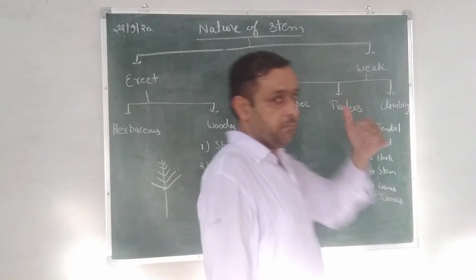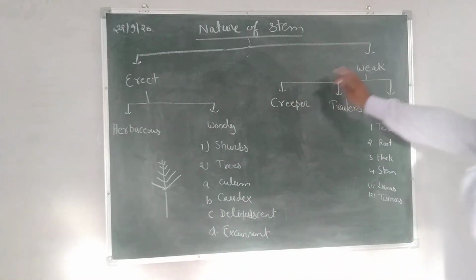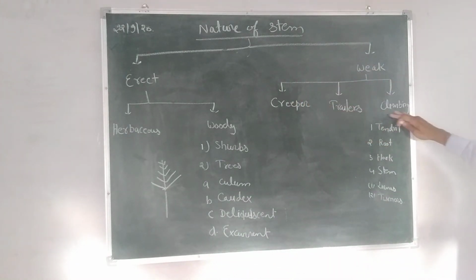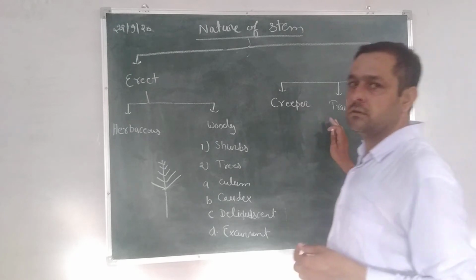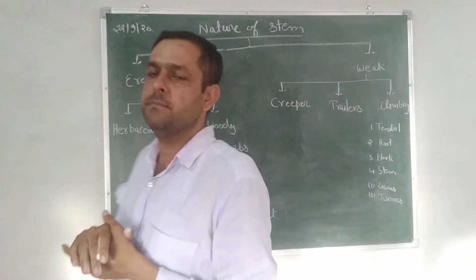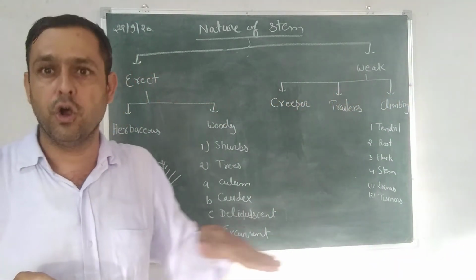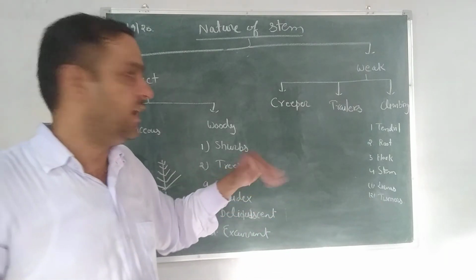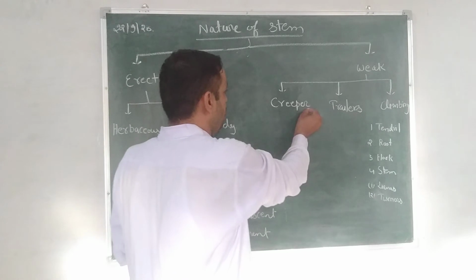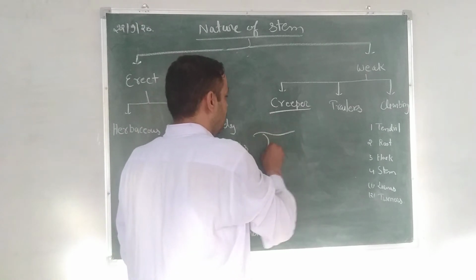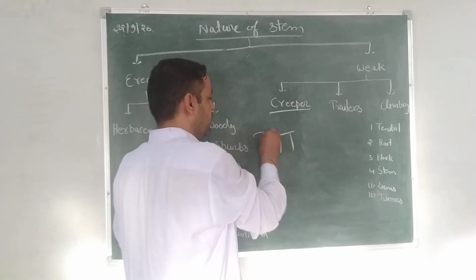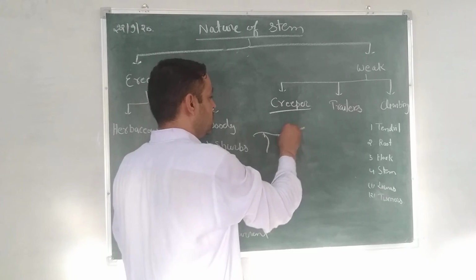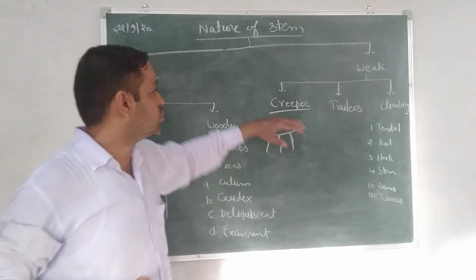Now, weak stems. Weak stems are of three types: creeper, trailer, and climbing. Creepers and trailers both grow by touching the surface, or we can say the land, but their nodes arise some roots. These are the nodes, and these nodes arise roots, that is called creeper.